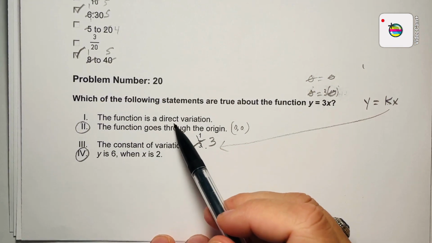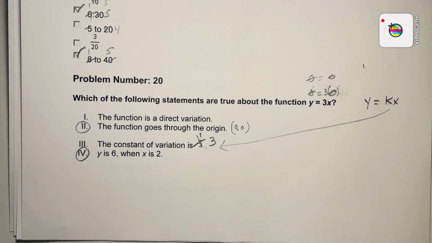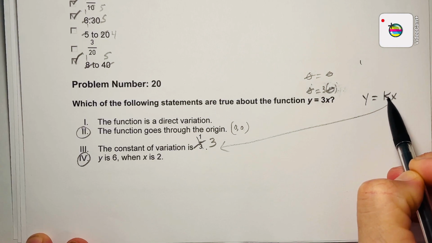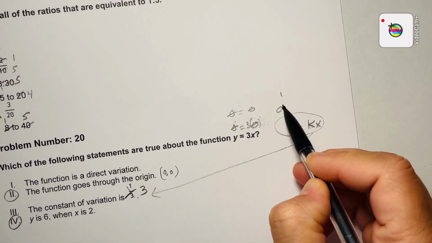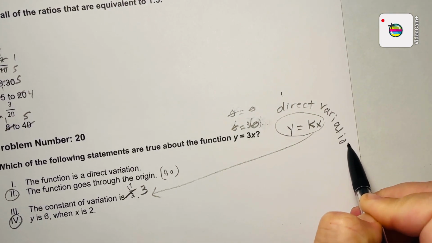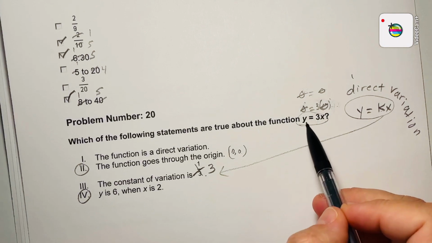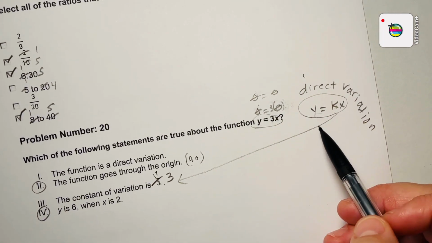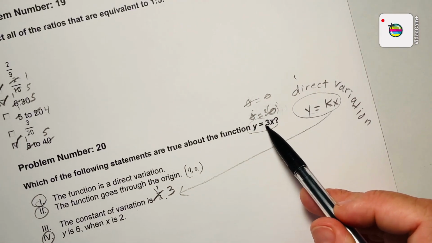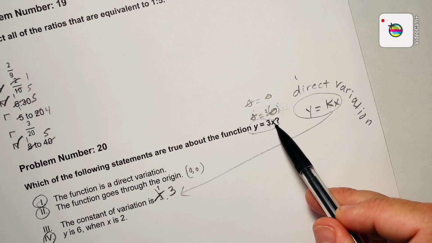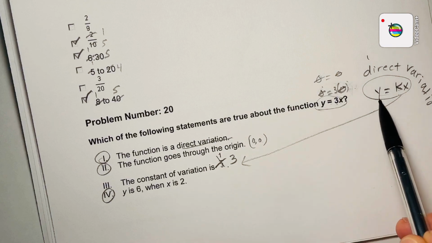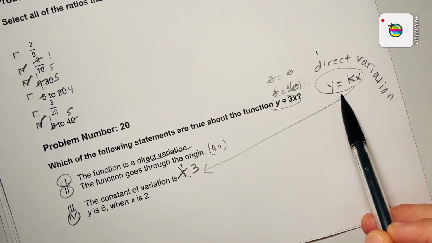Okay, last question. Is it a direct variation? This is known as the constant of proportionality, but this formula is known as the direct variation formula. So, since this is set up in this order, that makes this a direct variation. Y is equal to the constant, k, times x. So, is it a direct variation? Yes. The formula matches the direct variation formula.